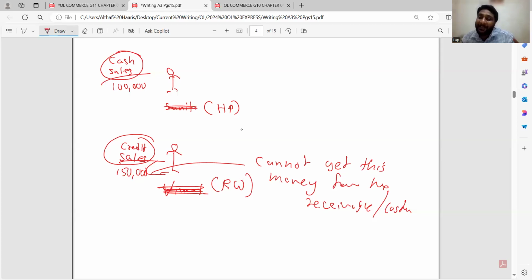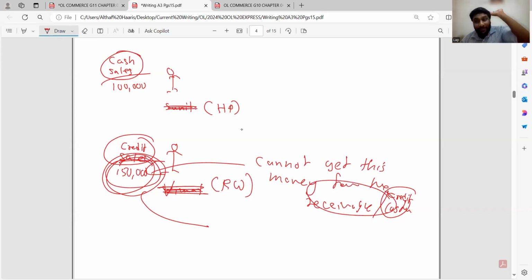So it's a bad thing for me. We will call that 150,000, people, the money that you can't recover from the receivables. The money that you can't recover from your credit customers. Credit customers, another name receivable, no? We learn when we are learning the accounting equation.